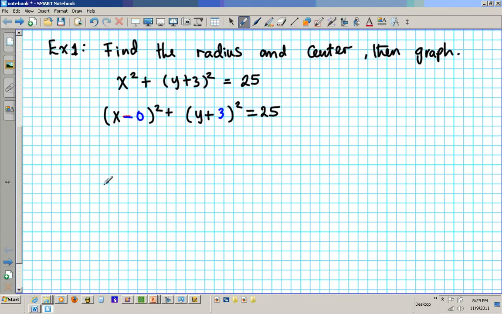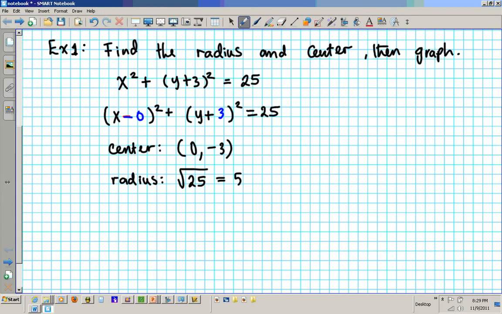So, our center, you do the opposite. The opposite of 0 is 0, and the opposite of positive 3 is negative 3. So the center is (0, -3). And then your radius, you get by taking the square root of the last number. Make sure you have no numbers in front of these two parentheses when computing the root here. 5.